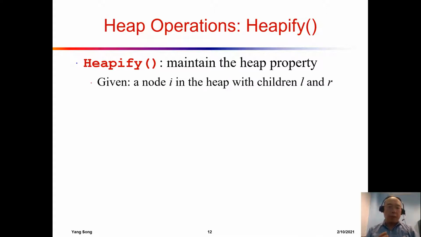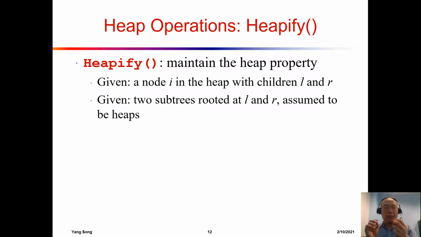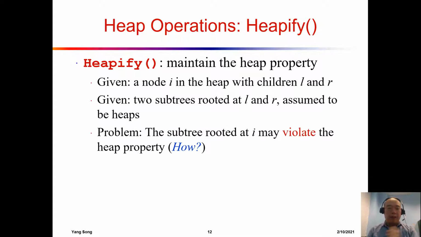Okay, so Heapify assumes that we are given a node, which is the index I in the array, and that for the index I, it also has two children, the left and the right. And for the left and the right children, we assume they are also subheaps. Then the problem is, if the node I violates the heap property, how do we want to fix it?